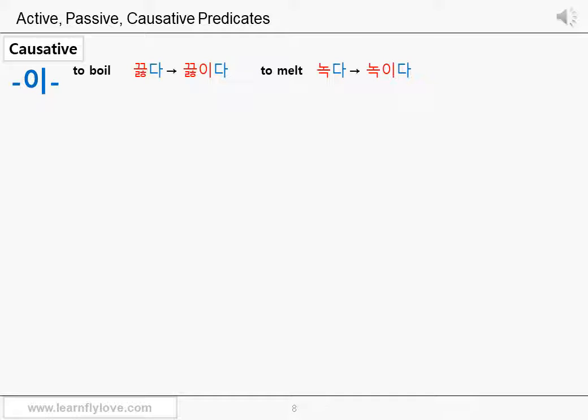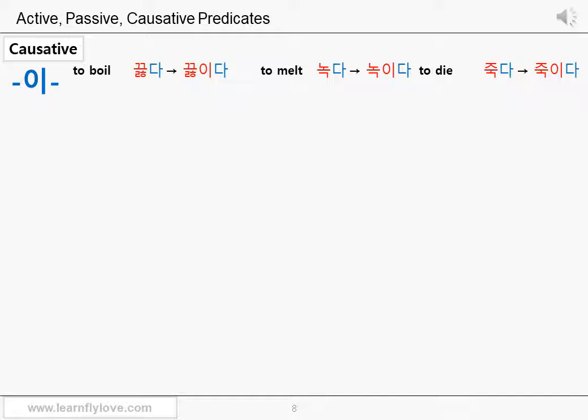To melt. It's a verb. When you want to say something melts, you use the active verb 녹다 in Korean. But if you want to say you melt something, such as frozen chicken, you should use the causative form 녹이다 with the affix 이. Let's see the next one.